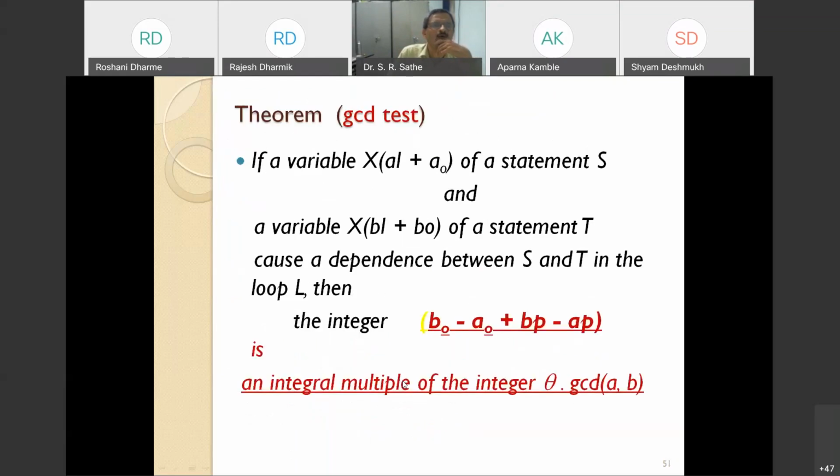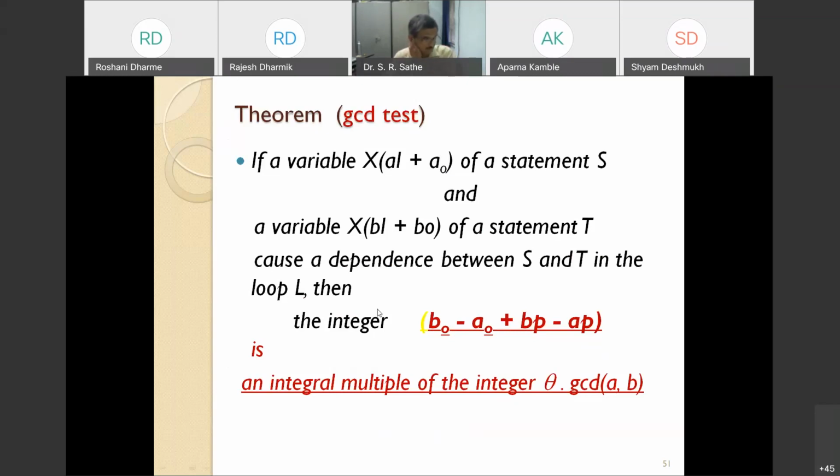Now comes the first test, that is the GCD test. If a variable a i plus a0 of a statement S and a variable b i plus b0 of a statement T cause a dependence between S and T in the loop L, then the integer b0 minus a0 plus b p minus a p is an integral multiple of the integer theta into GCD. If this integral multiple condition is satisfied, then there may exist a dependence. If it is not satisfied, no dependence.